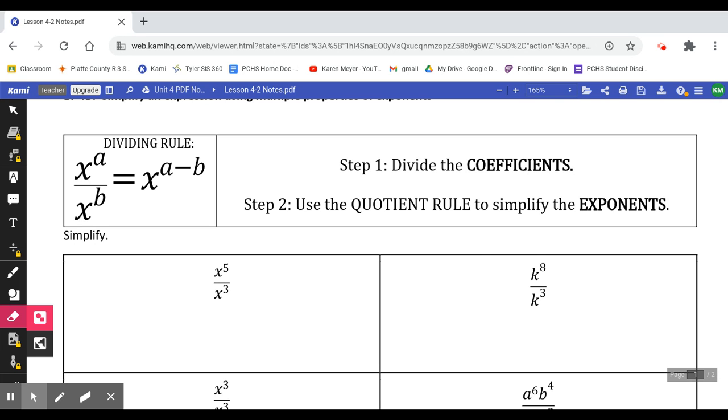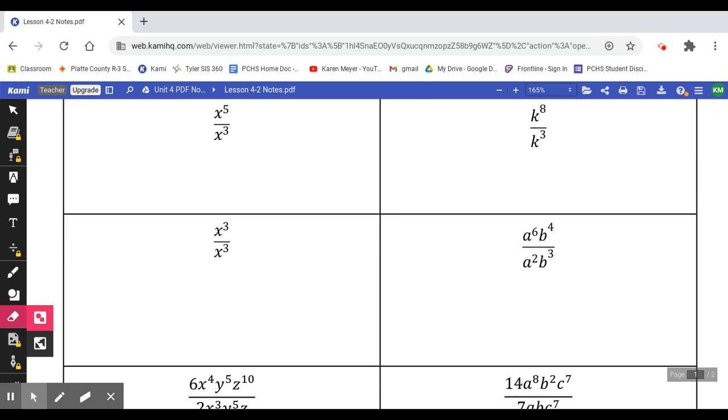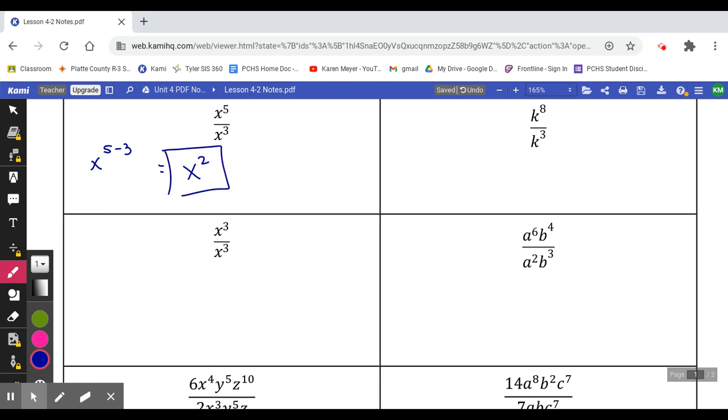So you will notice that it says take x raised to the a minus b. So it's always top exponent minus bottom exponent. Okay, so if I look at my first example here, I would start off by doing x, top exponent minus bottom exponent. So x raised to the 5 minus 3, which gives me x to the second. Done. Over here, I get k, top exponent minus bottom exponent. So 8 minus 3 would give me k to the 5th power.